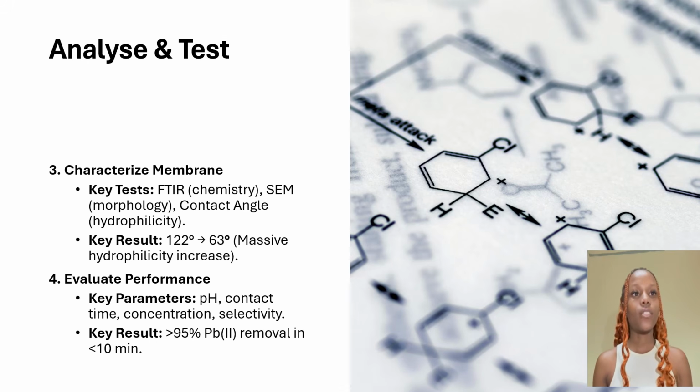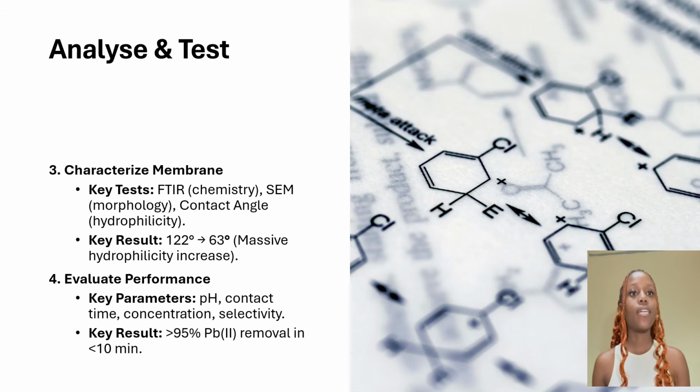Once the membrane was built, the authors moved to the crucial phases of analysis and testing. They needed to answer two questions: did we build it right, and does it work? So first, they characterized the membrane. They used techniques like FTIR to confirm the chemistry, SEM to see their physical structures, and contact angle to measure hydrophilicity. The result here was spectacular. The contact angle plummeted from a very hydrophobic 122 degrees down to 63 degrees. This massive increase in hydrophilicity means water flows through it much more quickly, a huge advantage for a filter.